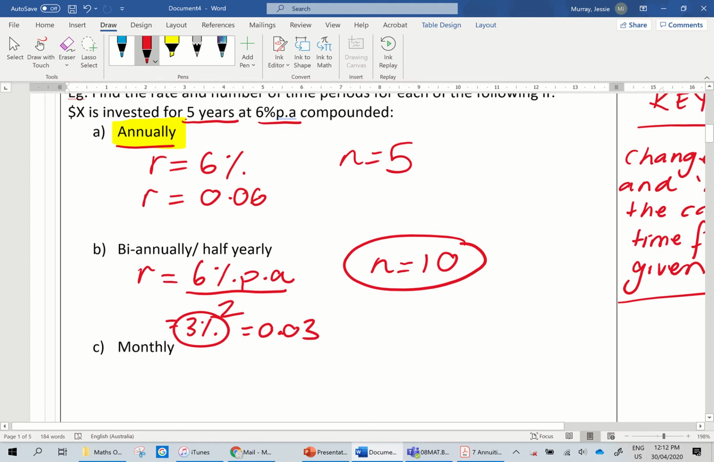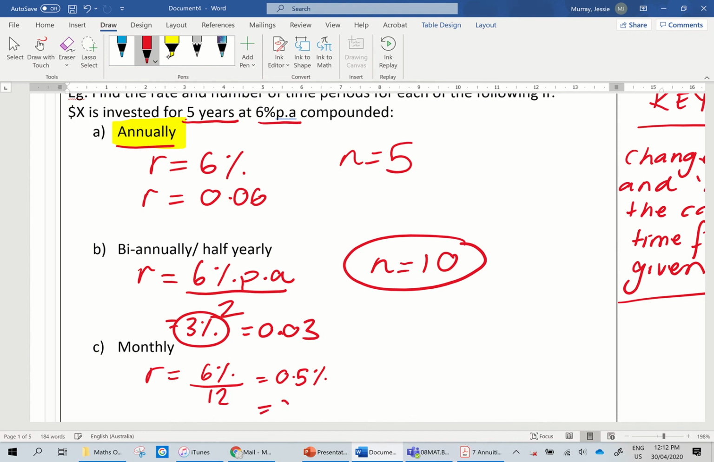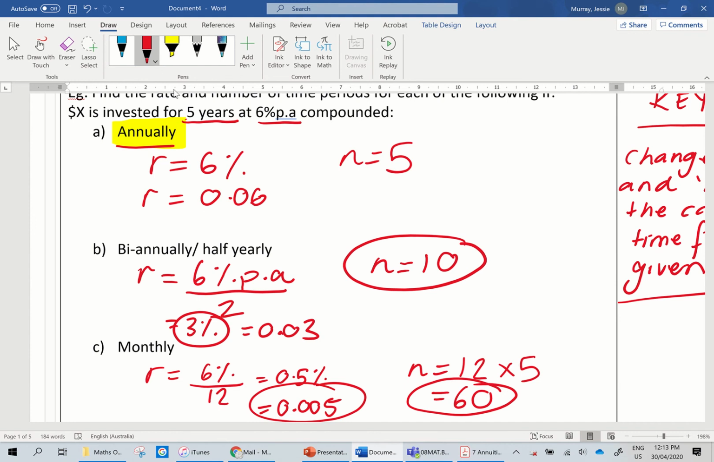And lastly, we've got monthly. So again, my rate. If my rate is 6% per year, I need to find out what it is per month. I'm going to divide it by 12, which would give me 0.5%, or as a decimal, 0.005. My number of time periods, again, think if they're looking at this every month for 5 years, they would be looking at it 12 times a year, times it by the 5 years, overall it would be 60 times. So then in my table, I would be looking at my interest rate of this and my number of time periods of this. Okay? So make sure you are able to adapt.